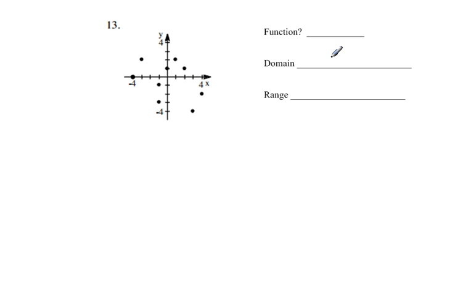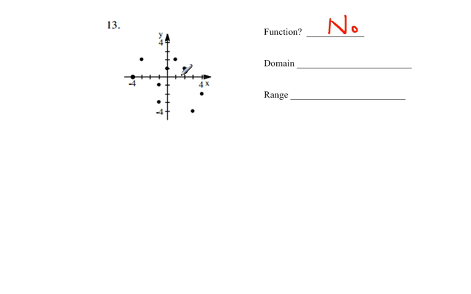13, is this a function? Well, for every x, there must be one y. If I go to this x, it's a single y. This x, single y. All these seem to work. But look at these two points right here. If I go to -1, there's two different y's for the same value of x. So just because of that one instance, that's not a function.